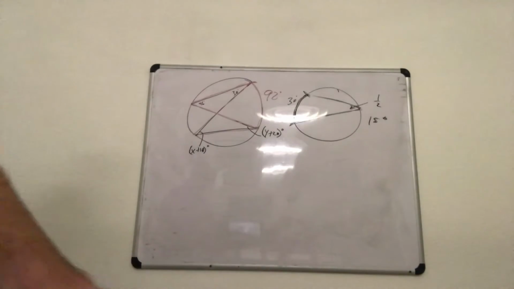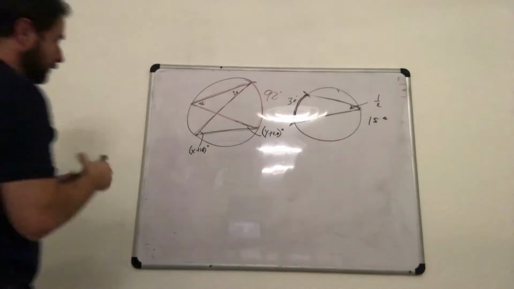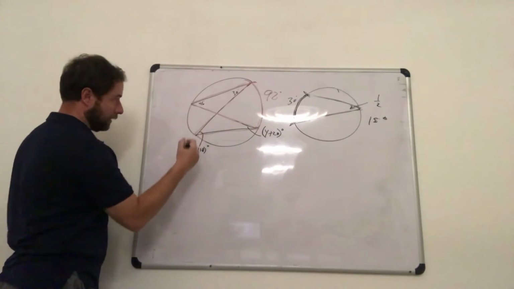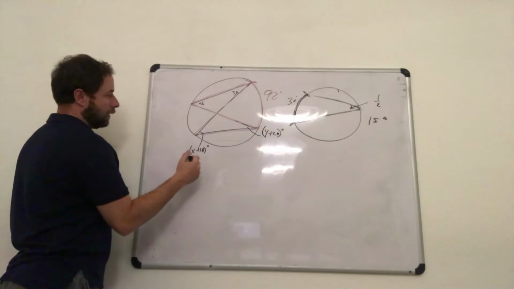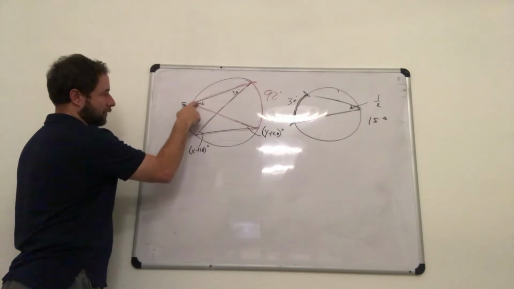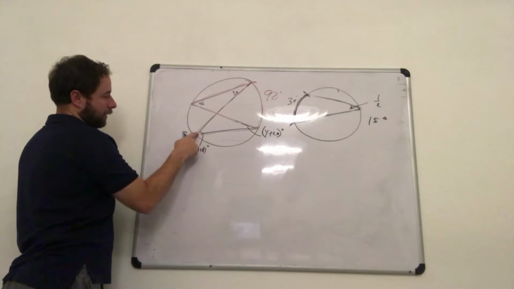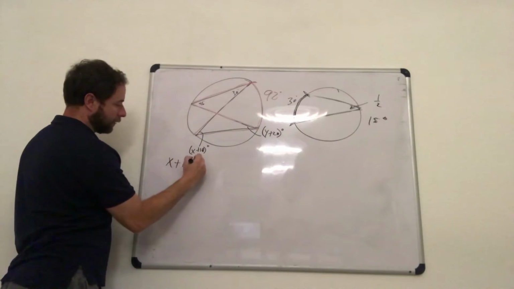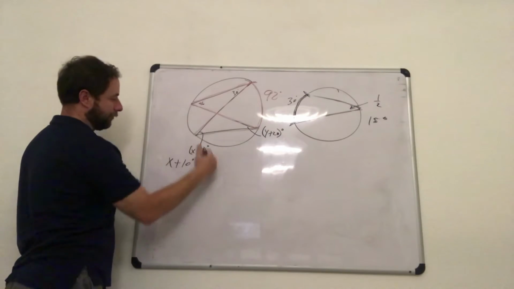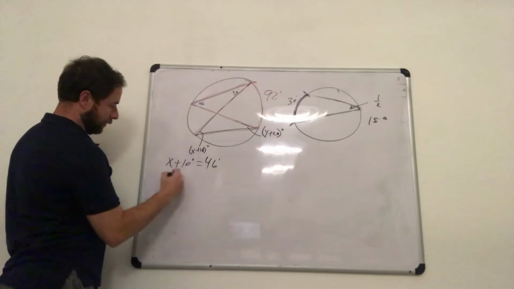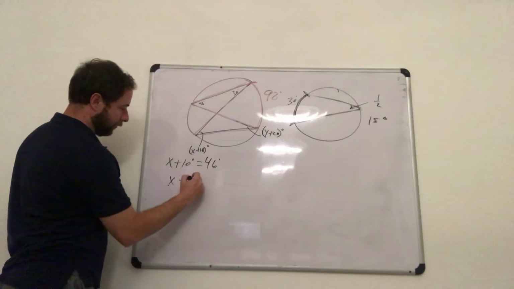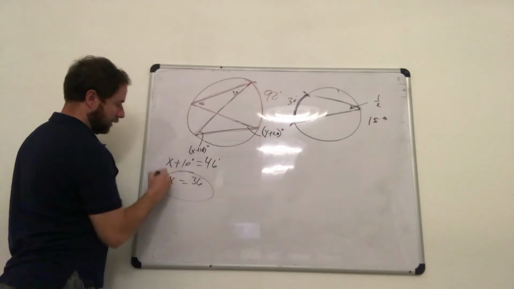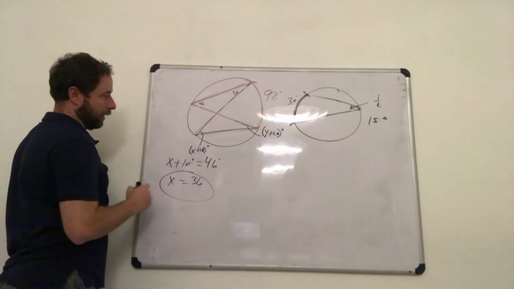So if the arc is 92 degrees, and 46 is the inscribed angle for this arc, and this is inscribing the same arc, we can make a true statement by saying x plus 10 degrees equals 46 degrees. So x equals 36. And that's how you solve for x right here.